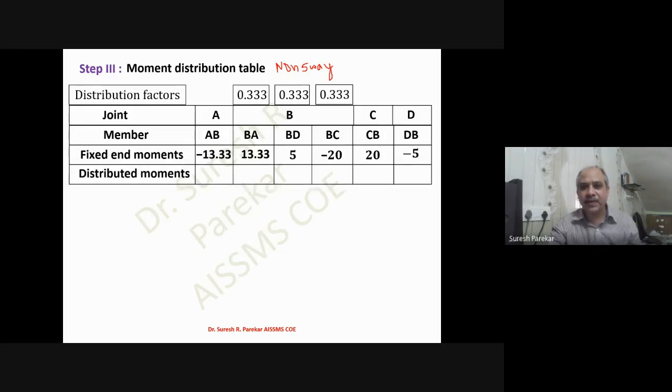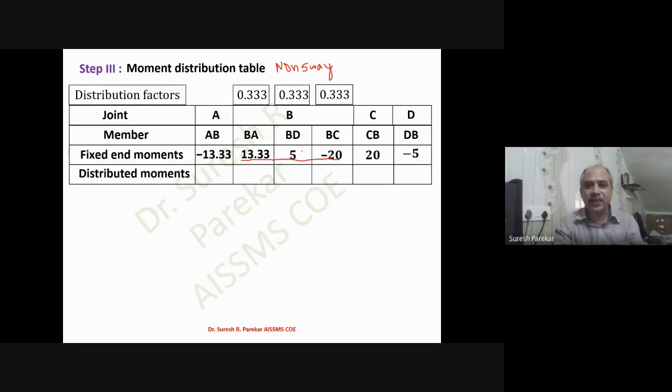Then for the distributed moment, we do not have any release over here, because ends A, C, and D are end supports, and all these are fixed. Now for the distribution, I am going to sum these, or better, I have the algebraic sum for these three, and then we have 13.33 plus 5, that will be 18.33 minus 20.